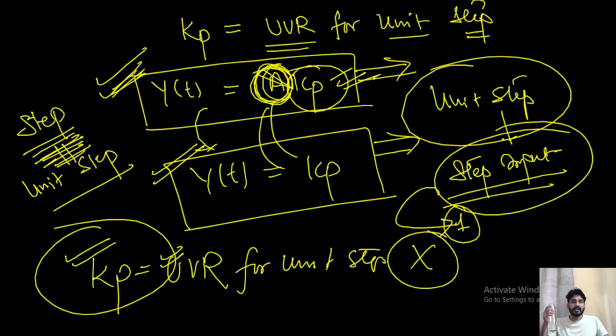Kp does not depend upon the A. Just try to understand it. To define the Kp, it is not dependent on the A. It is not that only if A equals 1, then I have the Kp, then only the Kp will be defined. Kp is already defined for the transfer function, guys.